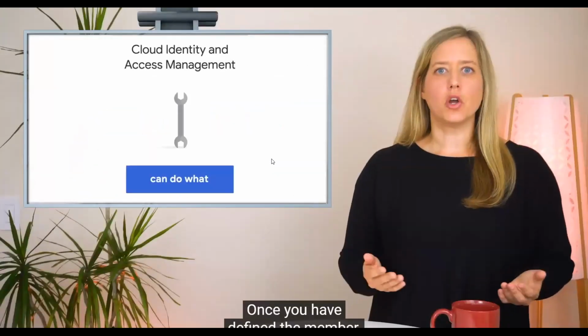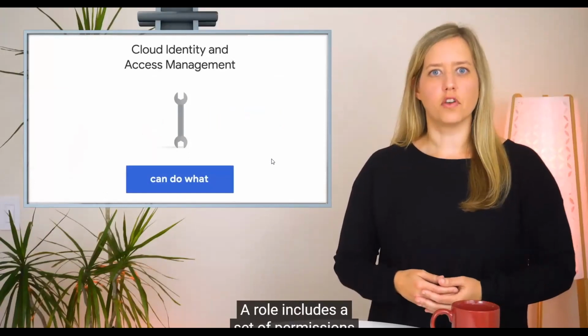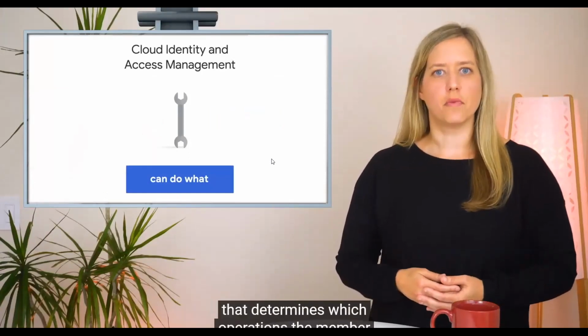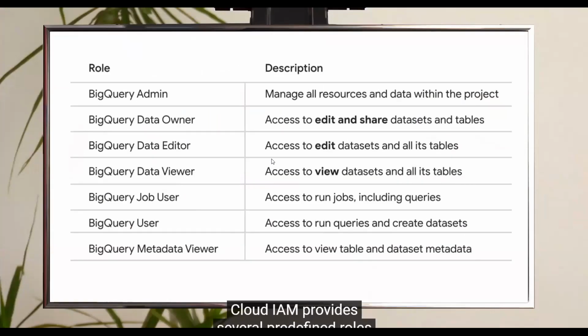Once you've defined the member, you need to decide what role to give that member. A role includes a set of permissions that determines which operations the member is allowed to perform. Cloud IAM provides several predefined roles that include a combination of these permissions. They include things like the ability to view or edit datasets and the ability to run queries and store data, which are billed to the project.